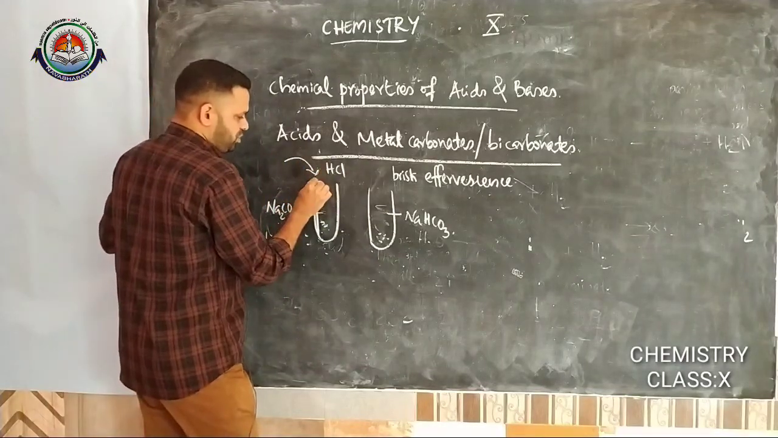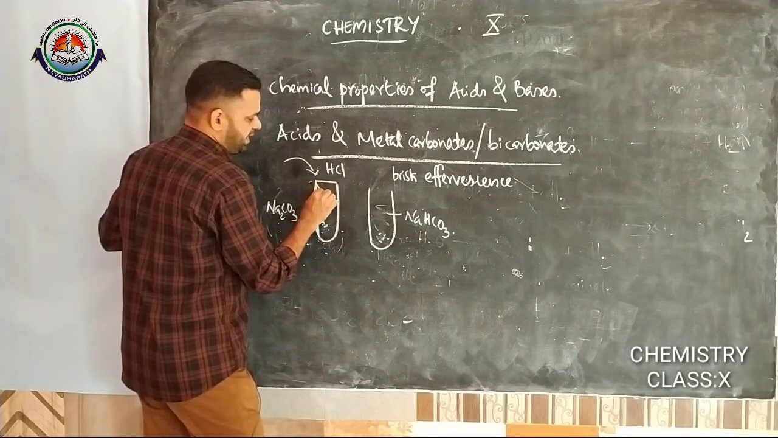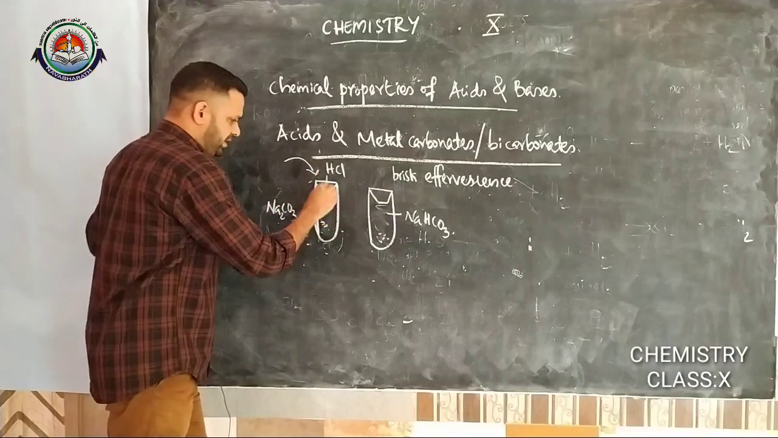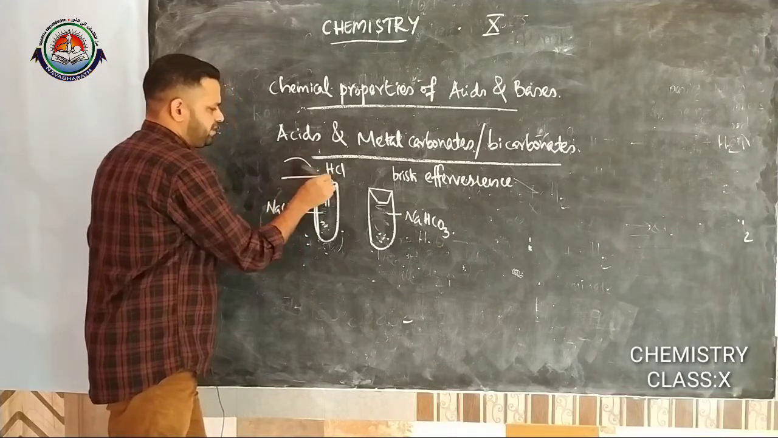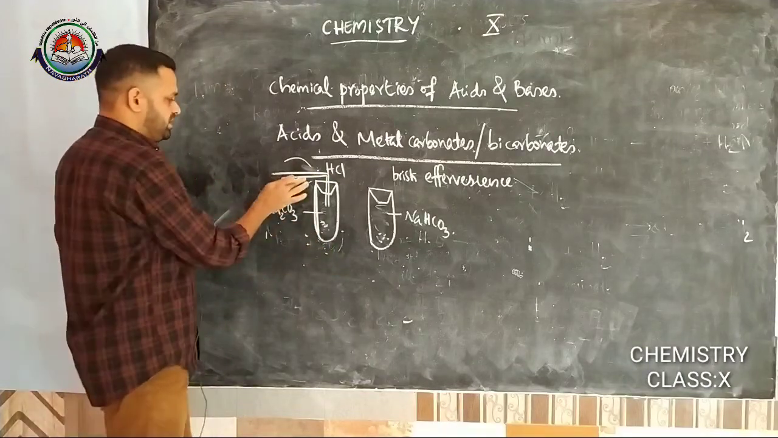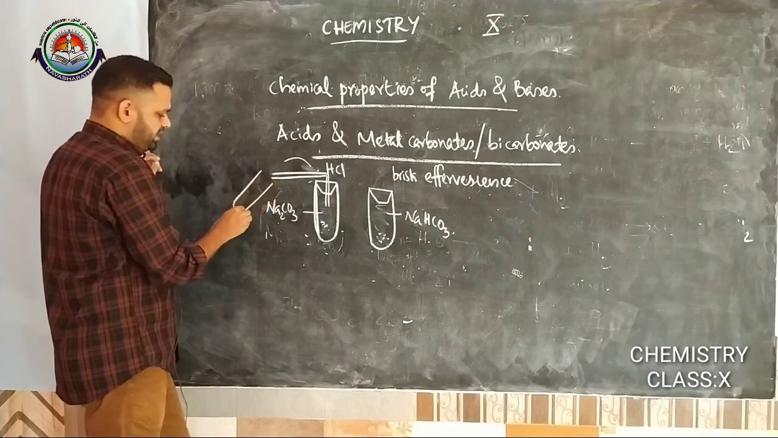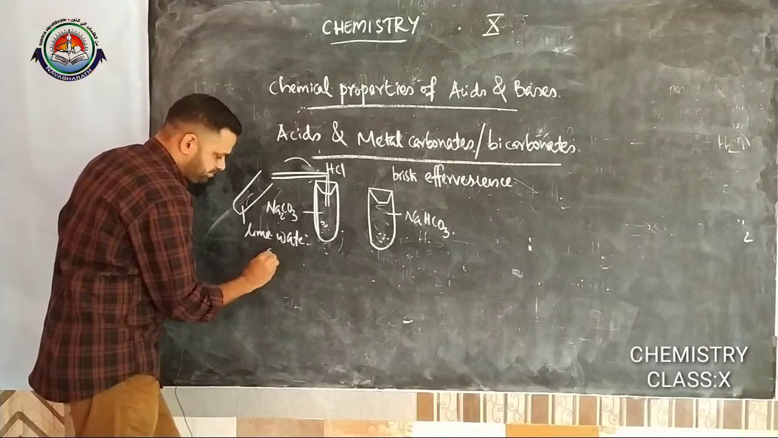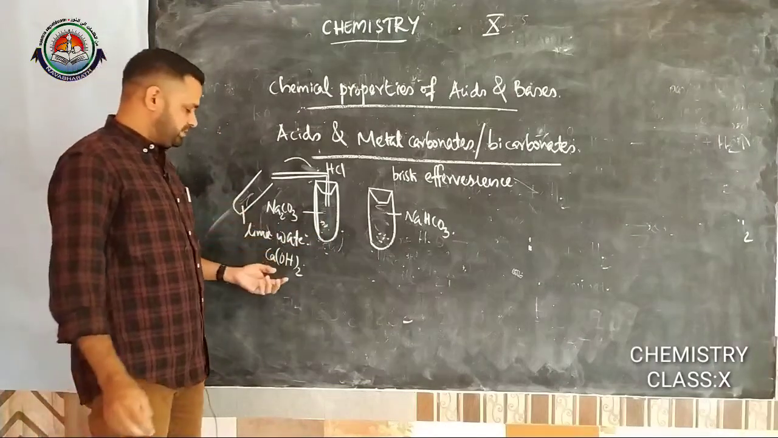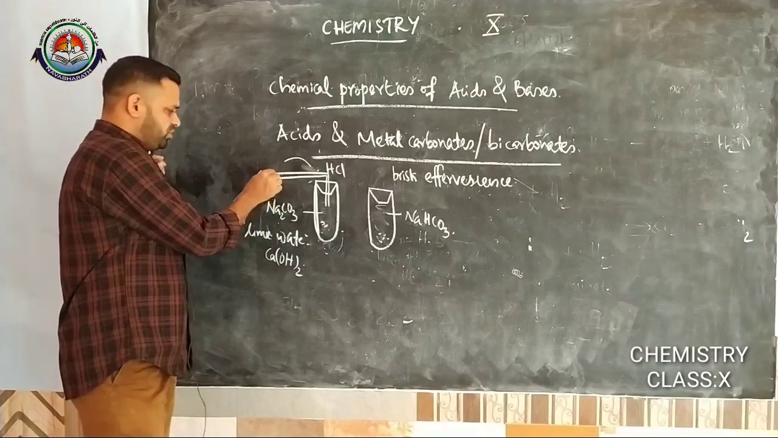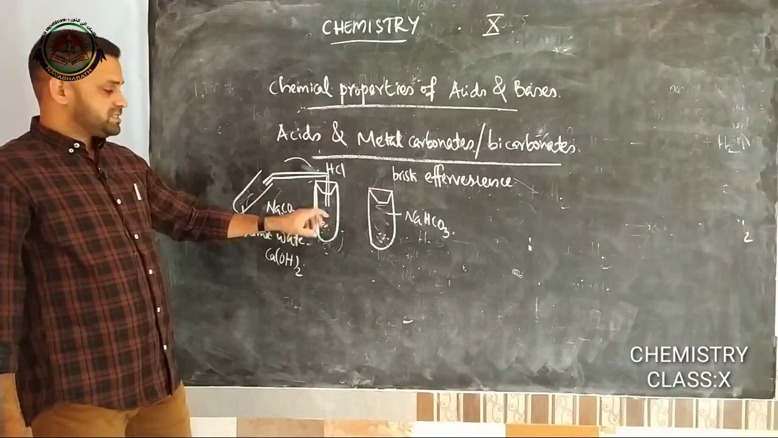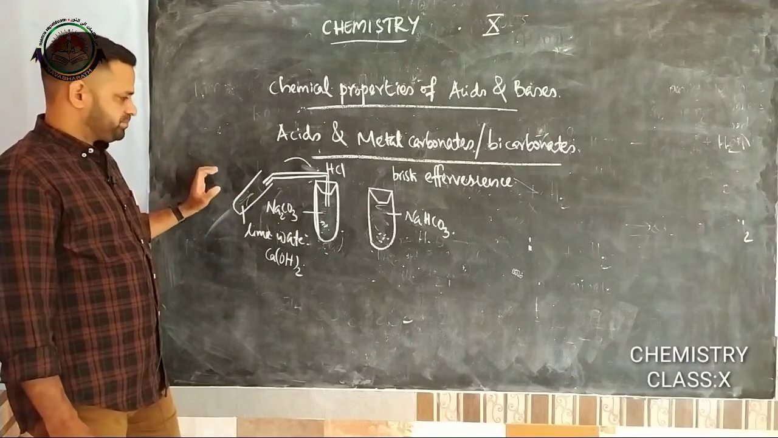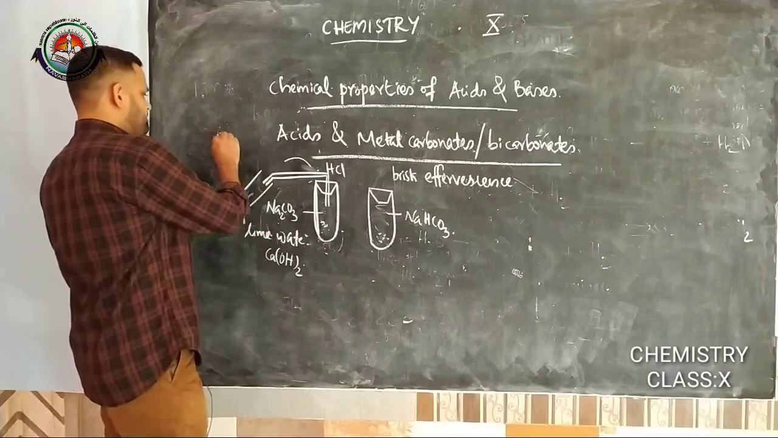And here it is not over. Close the test tube with a rubber cork. You can do these experiments separately. Then insert a delivery tube into this test tube, and the gas evolving from this mixture is allowed to pass through another test tube in which you are taking lime water. What is lime water? That is calcium hydroxide; an aqueous solution of calcium hydroxide is called lime water. So what are you doing here? You are passing this gas into another test tube which contains lime water. So what is happening here? Lime water turns milky.